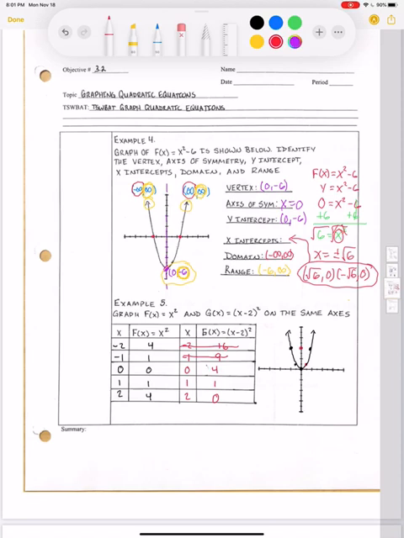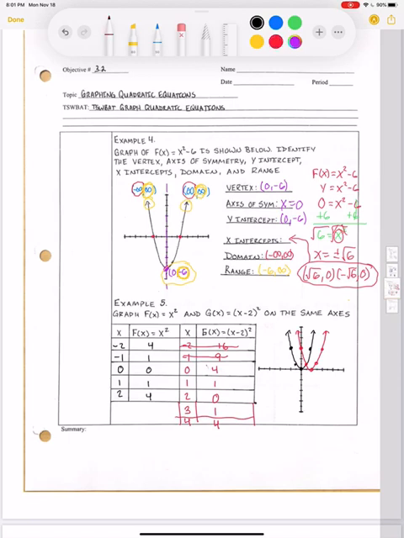1, 1. And 2, 0. Now if I mirror those points, I should have a 1 and a 4 here. So let's look at what happened.